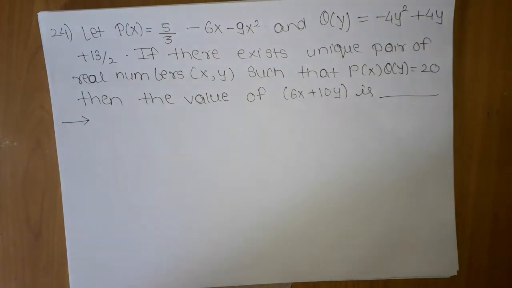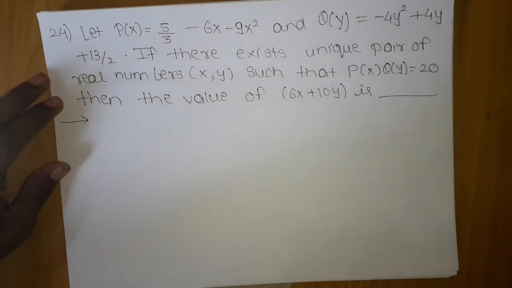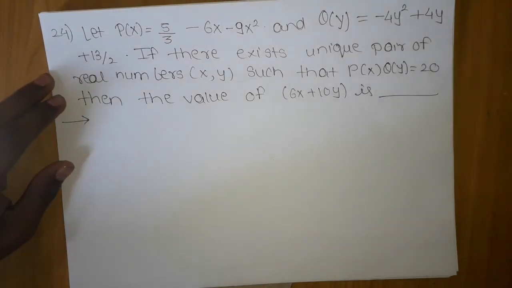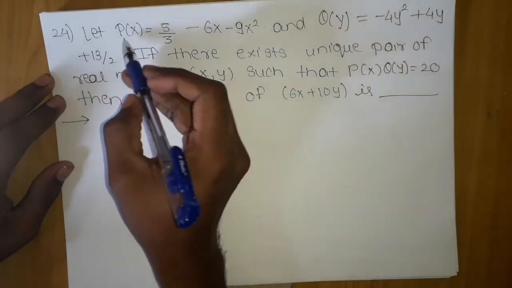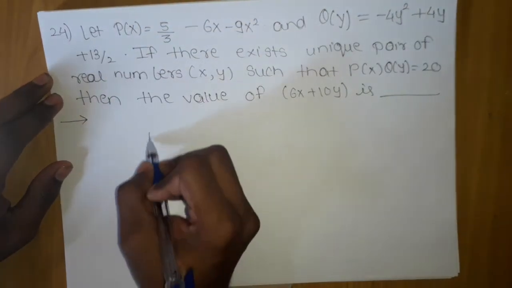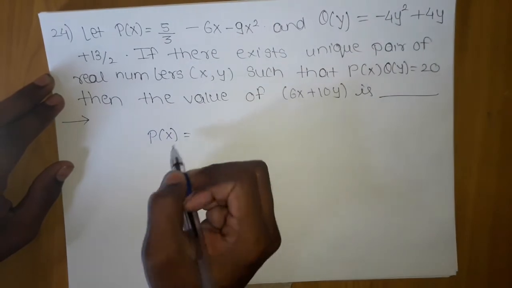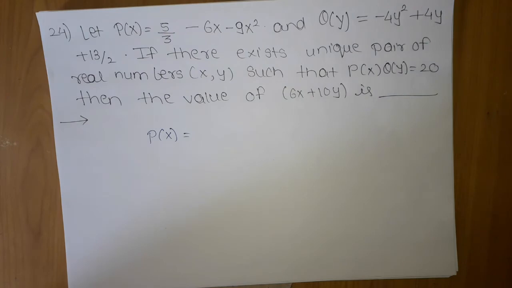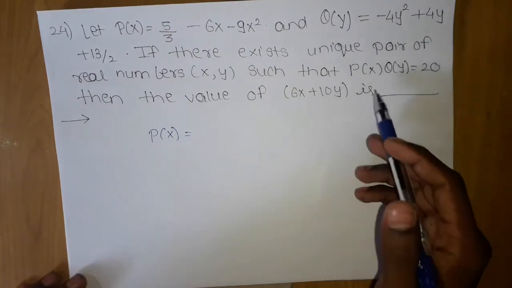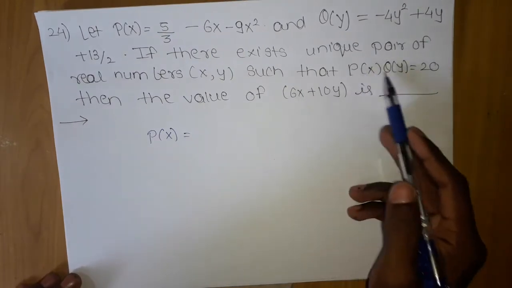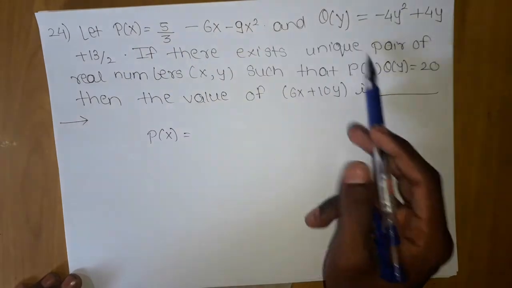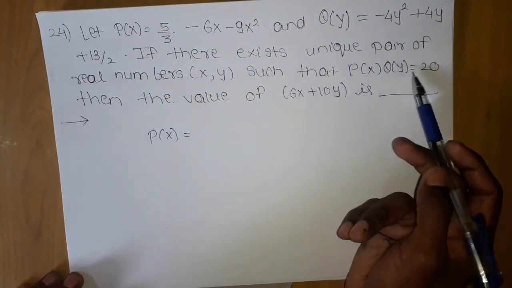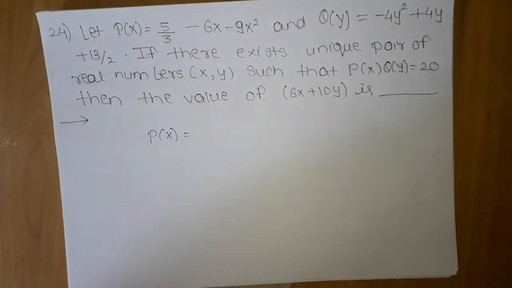Now what can we do? Let's try to make it a perfect square, because in quadratics we have learned to find the minimum or maximum. If we know its value and we multiply these values, it should be equal to 20. So it gives an idea that we should use the minimum or maximum value concept.